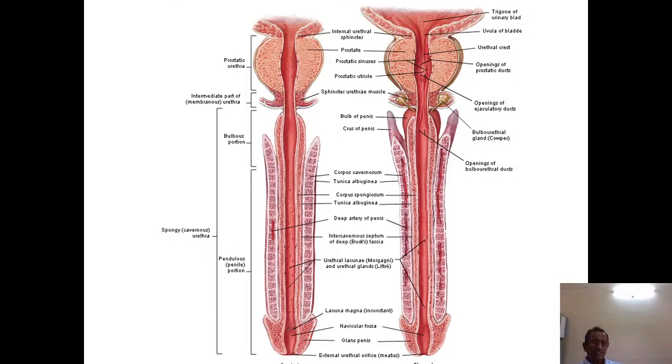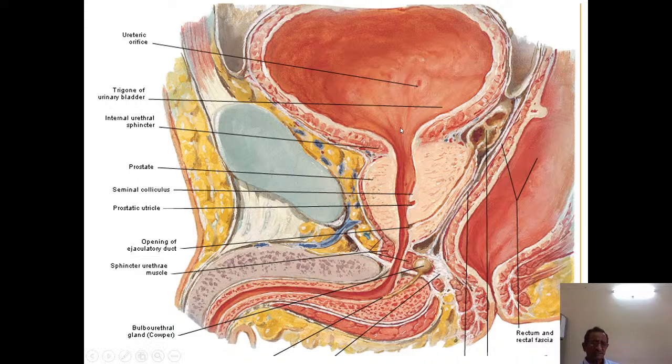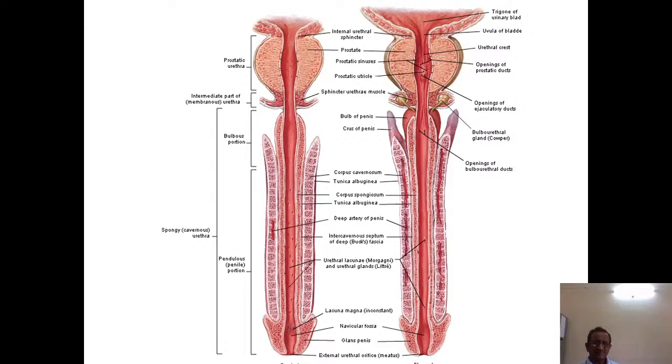So that is the male urethra. Male urethra starting at the bladder, which is having the internal urethral sphincter at the bladder, and then this is the pre-prostatic part of urethra and prostatic part of urethra, and this part is the membranous part of the urethra, and this is the penile part of the urethra. Same thing.